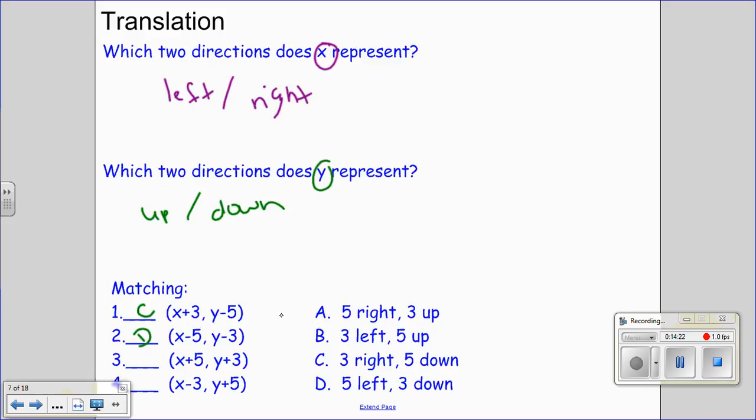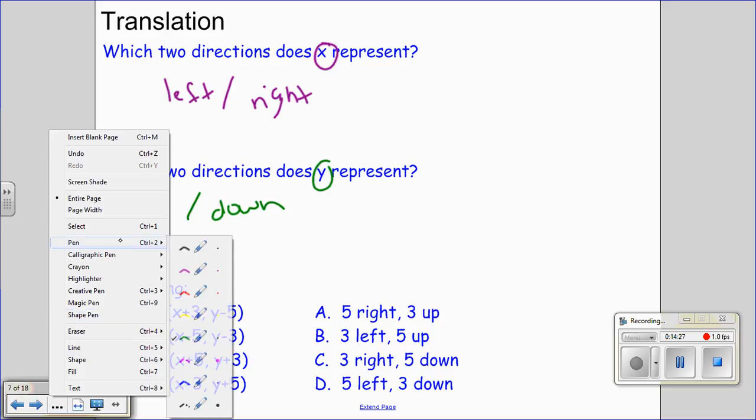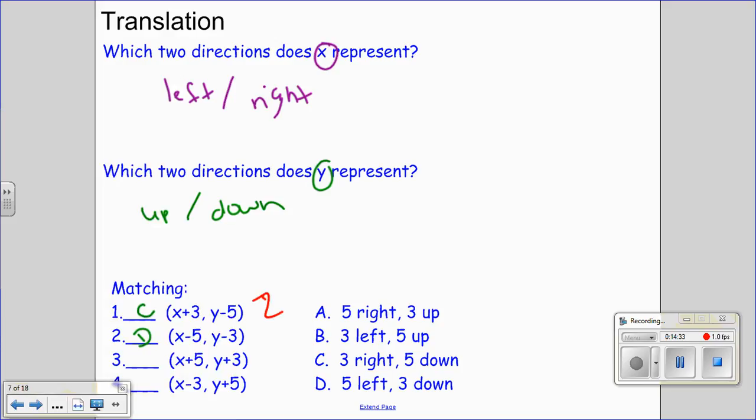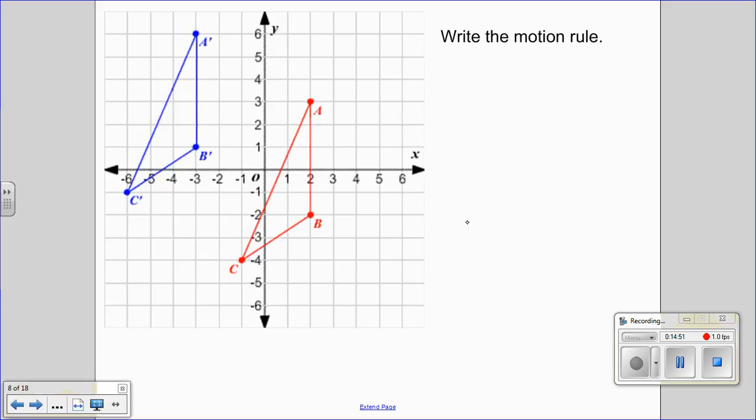If I go back to this previous notation, this notation is what we consider motion rule. So all of these are written in motion rule. In other words, you're giving the directions or a formula for how to create the transformation. So on these next few examples, you have the pre-image and the image, and they want you to write the motion rule that caused the new picture.